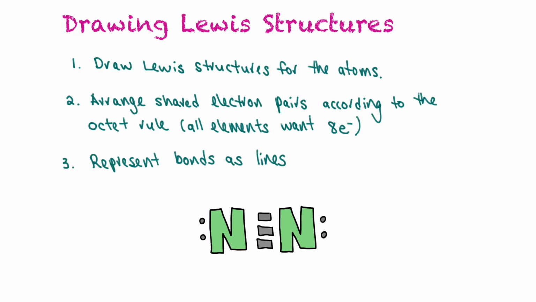So when you draw Lewis structures for covalent compounds, you first would draw Lewis structures for the 2 atoms, and then you would arrange the shared electron pairs according to something called the octet rule. And that rule just says that all of the elements want 8 electrons, so you got to figure out how that will work best. And then you represent the bonds between them, the shared electrons, as lines. So in this example, we have nitrogen gas, so it shares 3 pairs of electrons with each other, and then they have each a lone pair of electrons.